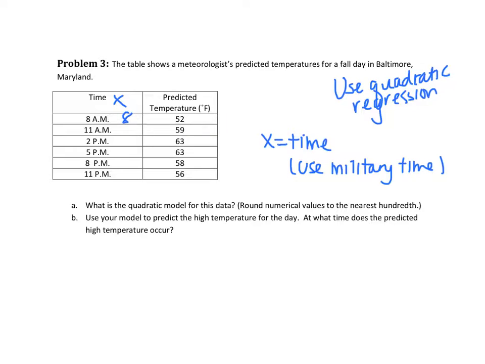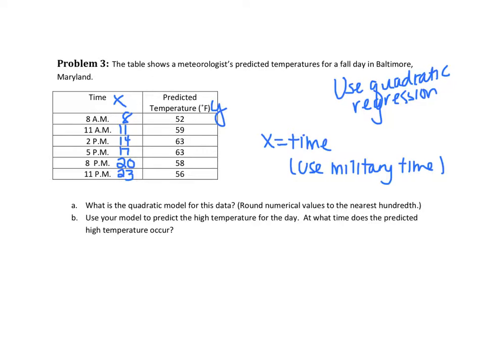They say 0800 if you've heard of that. 11 a.m. is 11. 2 p.m. would be 12 noon plus 2, so that's where they get 1400 hours. 5 p.m. is 12 plus 5, which is 17. 8 p.m. is 12 plus 8, which is 20. And 11 p.m. is 12 plus 11, which is 23. So those are the x values I'm going to use, and then my y value will be predicted temp.